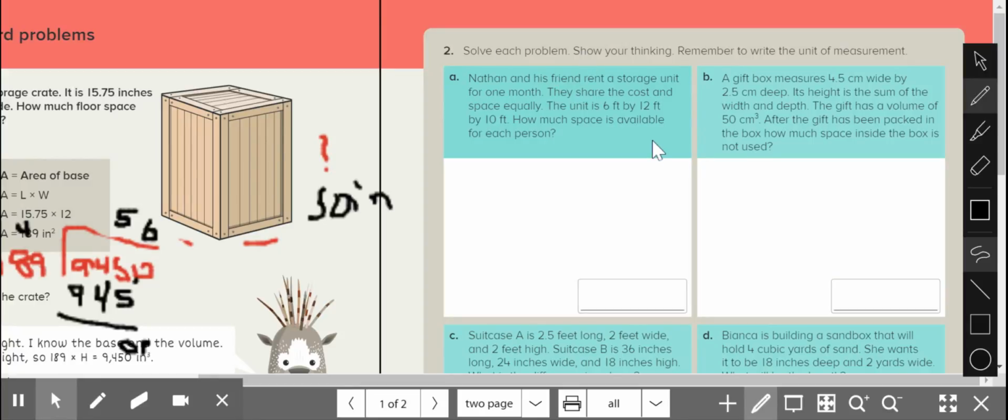By the way, I'm thinking about having us do one of those Flipgrid things where you show me how to do some of these problems. I think that's a great idea to try. Maybe we'll do that Thursday or Friday.